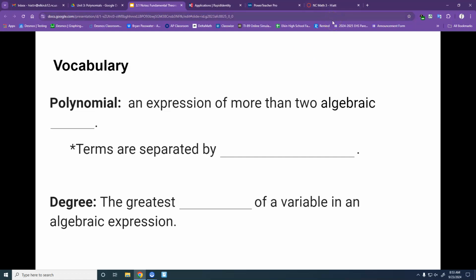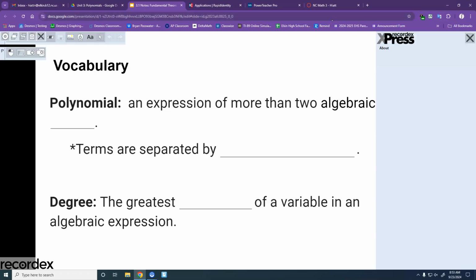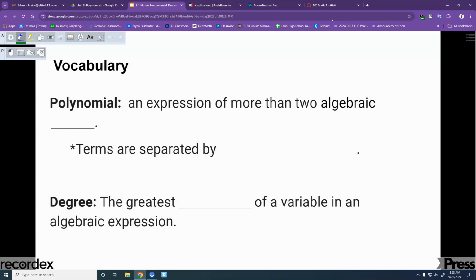So a polynomial is an expression of more than two algebraic terms. Oh, no, never mind. That's not expressions. That should say terms. Expressions could possibly be used there, but terms is really what I meant to put, because otherwise the second one does not make sense.